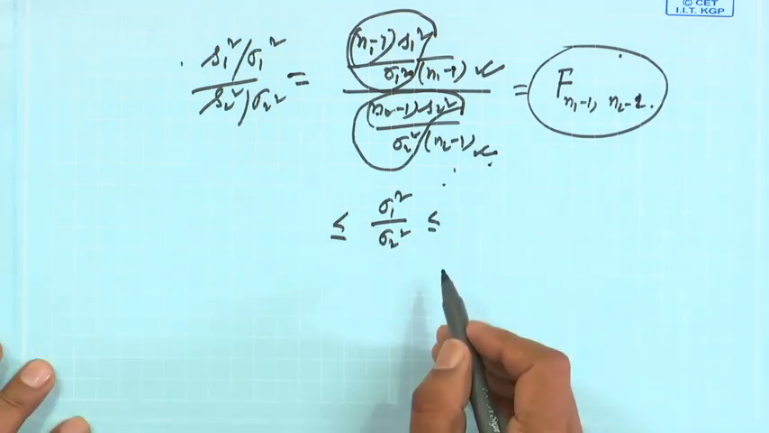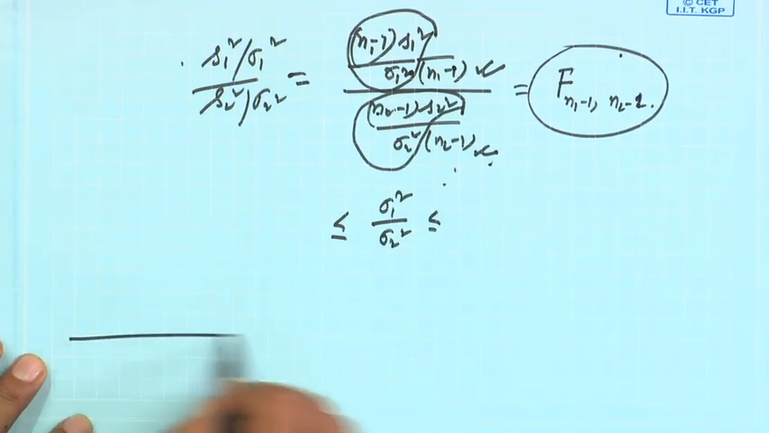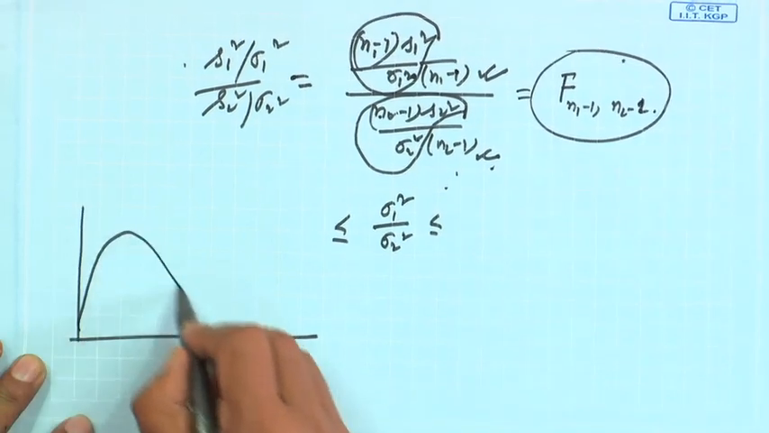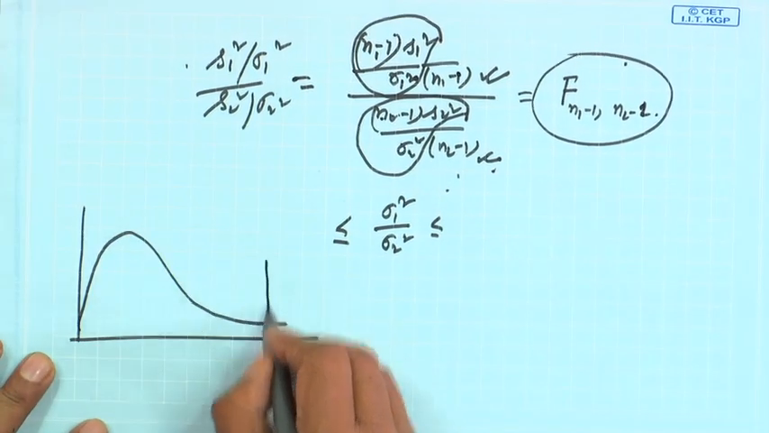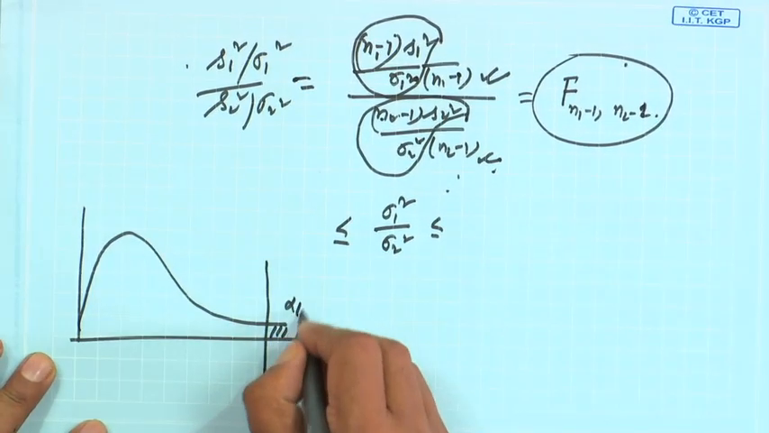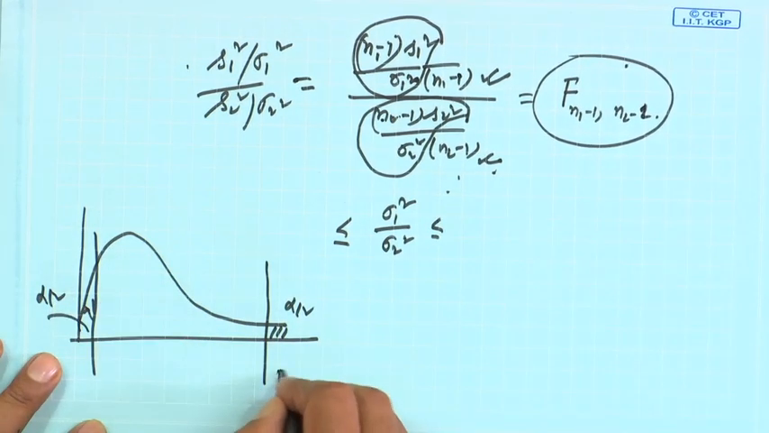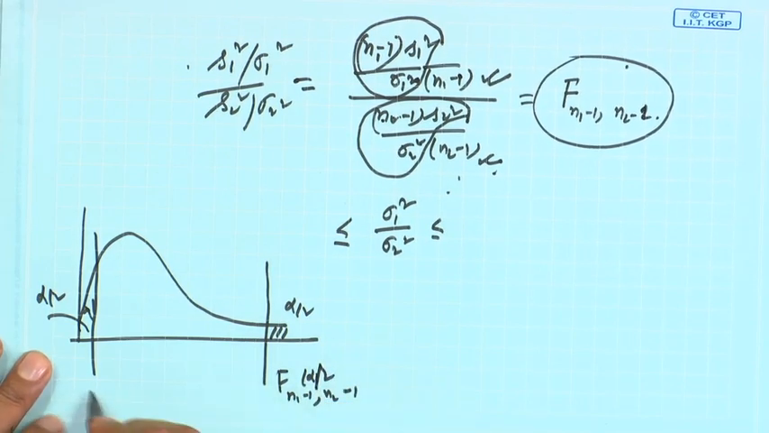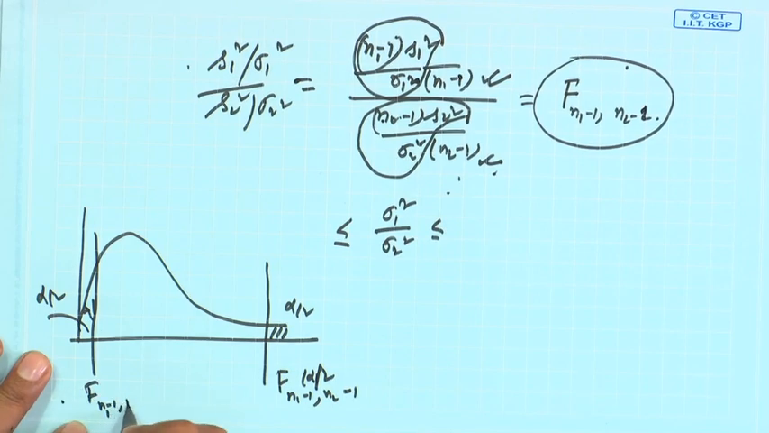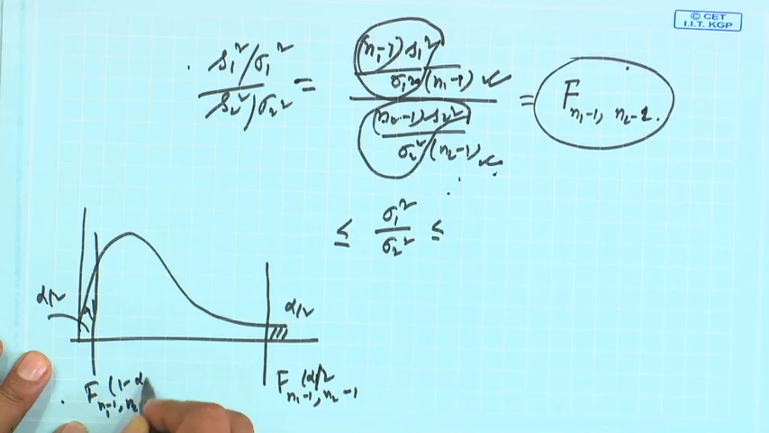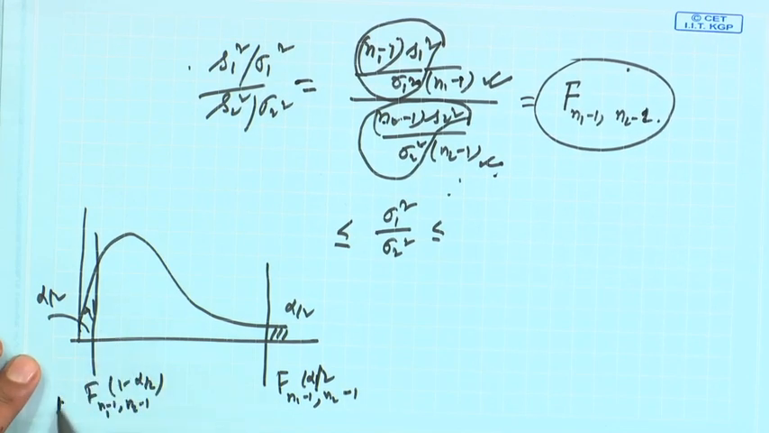So how would you create it? You think that this is the F distribution. This area is alpha by 2, and here you take another area alpha by 2. Then this value is F N1 minus 1, N2 minus 1, alpha by 2, and this value is F N1 minus 1, N2 minus 1, 1 minus alpha by 2. So this is my lower value, this is my upper value.